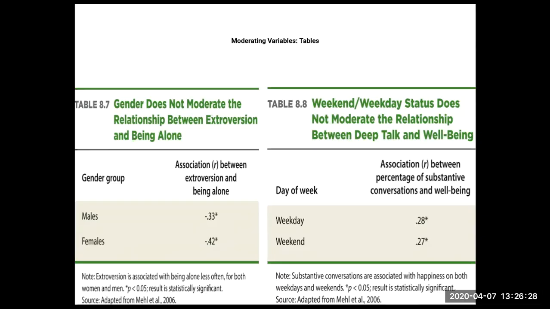for each subgroup. For table 8.8, it asks, does weekend, weekday status moderate the relationship between deep talk and well-being? If it's a weekday, it looks like the percentage is 0.28, which is statistically significant at 0.05. On the weekend, it's 0.27, which is statistically significant at 0.05. And the difference between 0.28 and 0.27 is basically nothing. So if the numbers are really close together like this, it seems like both groups are scoring about the same. So you would say that it is not a moderating variable.